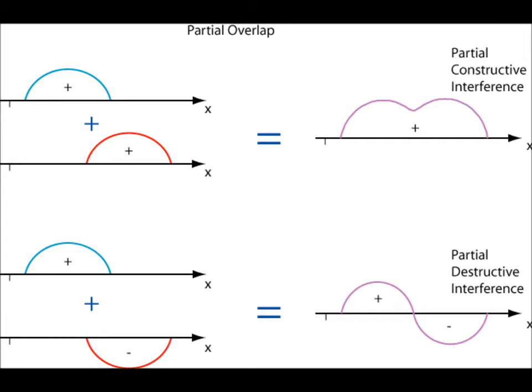Interference is what happens when two waves encounter each other. If the amplitude of two waves have the same sign, either both positive or both negative, they will add together to form a wave with a larger amplitude. This is constructive interference. If the two waves have amplitudes with opposite signs, they will subtract to form a combined wave with a lower amplitude. This is called destructive interference.